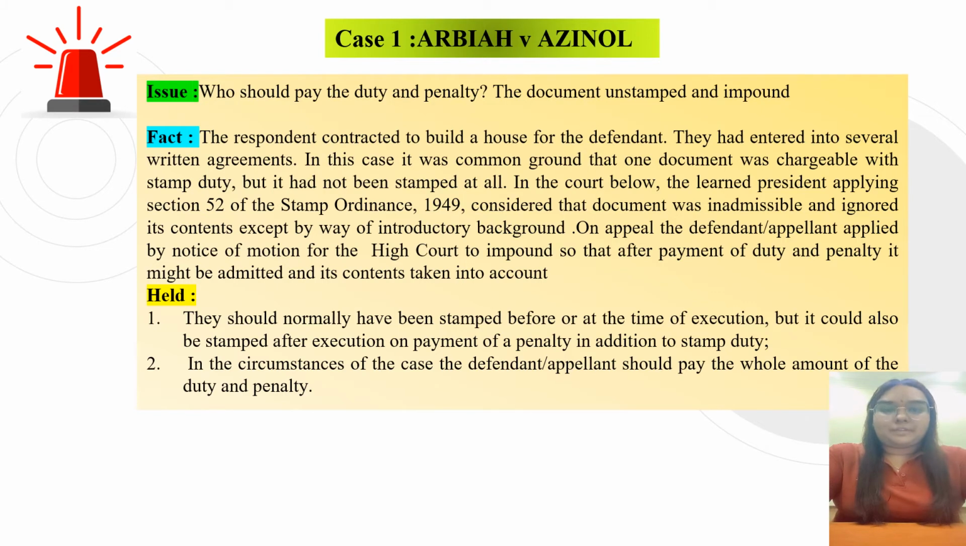The appeal will resume after the document is received back from the stamp duty office on a date to be fixed by the registrar. So the decision of the case was that it should normally have been stamped before or at the time of execution, but it could also be stamped after the execution on payment of penalty in addition to stamp duty. Moreover, in this circumstance, the defendant should pay the whole amount of duty and penalty.